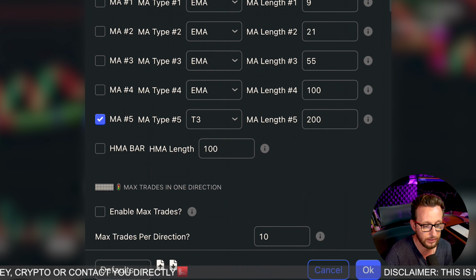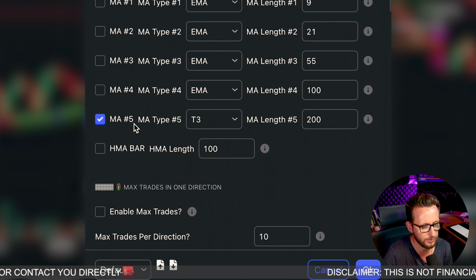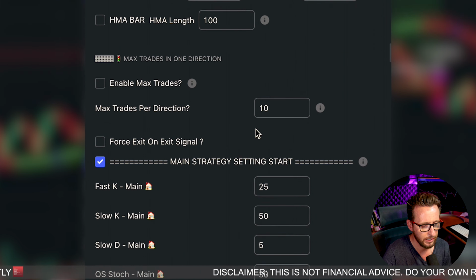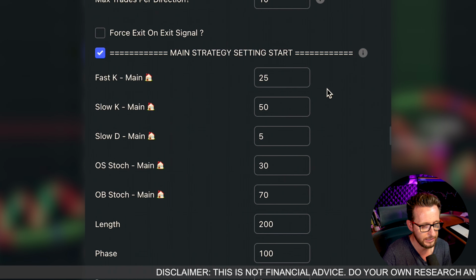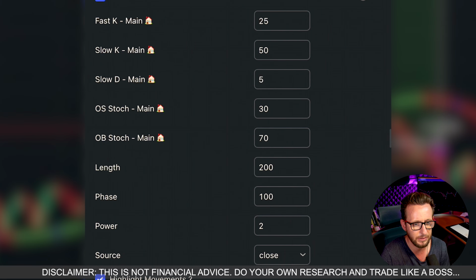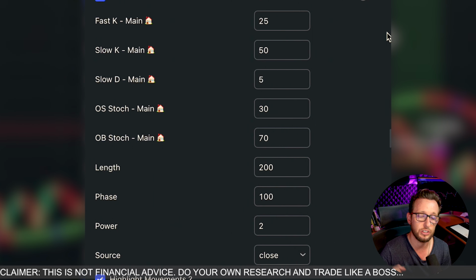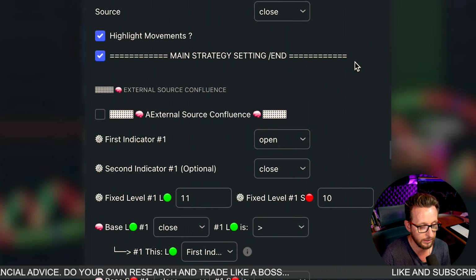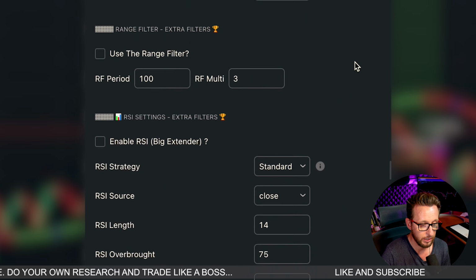We have our T3, one of my favorite indicators for tracking the trend. We have our T3 as our baseline. I'm going to continue down here. This is the main settings. I'll let you screenshot that and use it, but I will, of course, share this chart with everybody with all of my settings for you just to copy to your own TradingView. Keep going down.